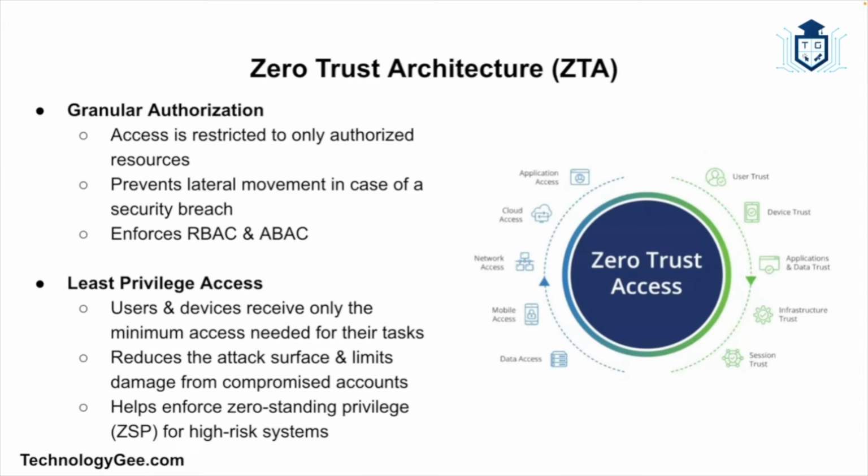And then we have what is called granular authorization. So authorization within ZTA is granular, where it ensures that users and devices only access the resources they are explicitly permitted to use. And this minimizes the risk of lateral movement within the network in case of a breach. And then we have what is called least privilege access. So ZTA enforces the principle of least privilege, where it grants users and devices the minimum access necessary to perform their tasks. And this reduces the attack surface and limits the potential impact of a compromised account.